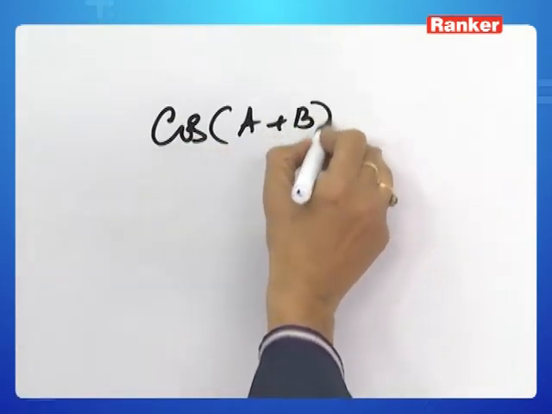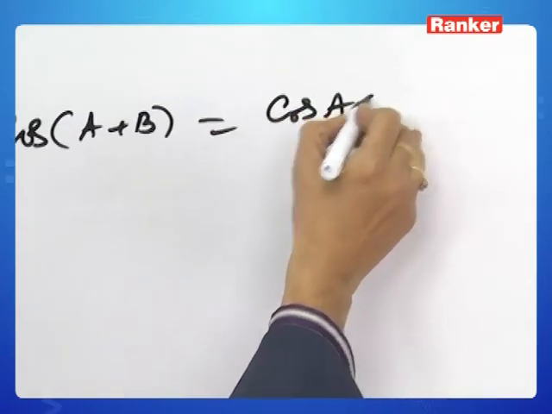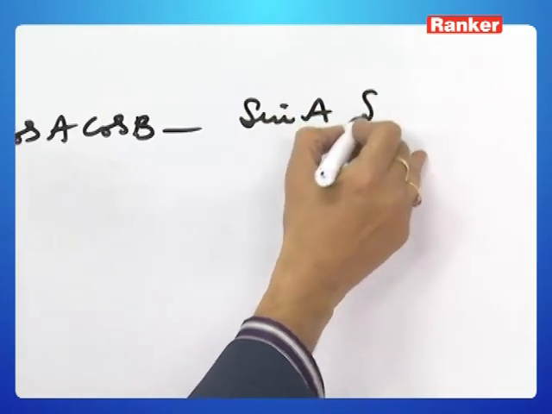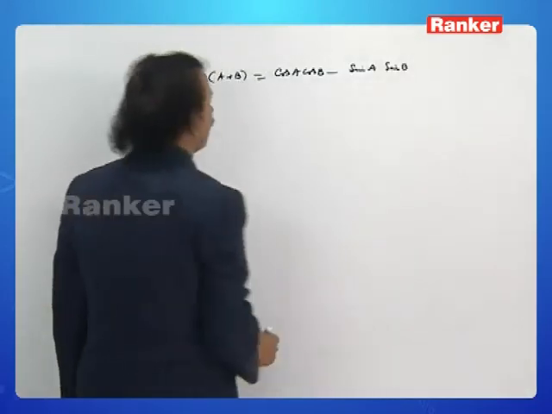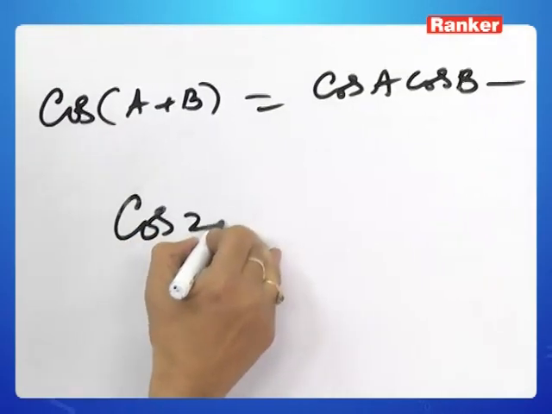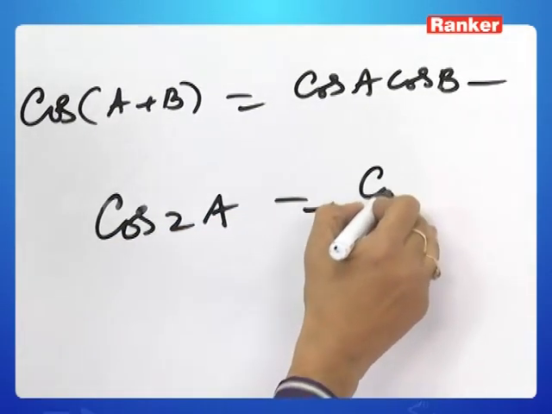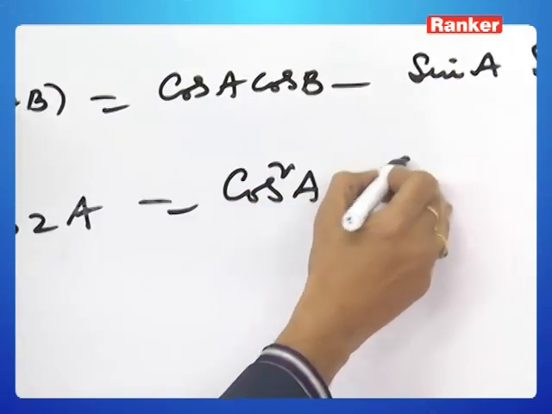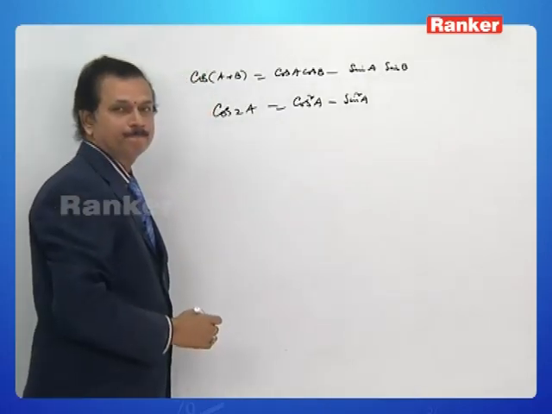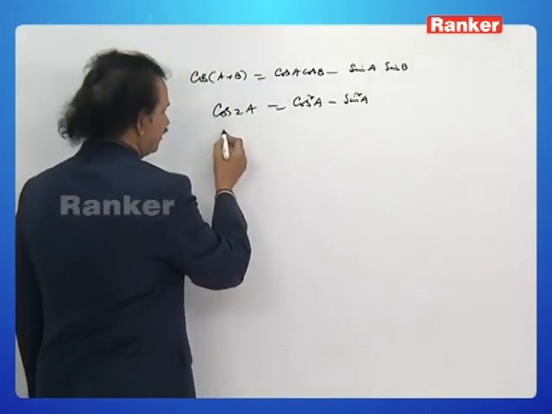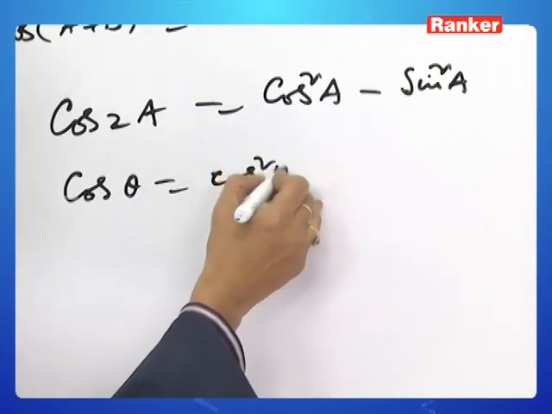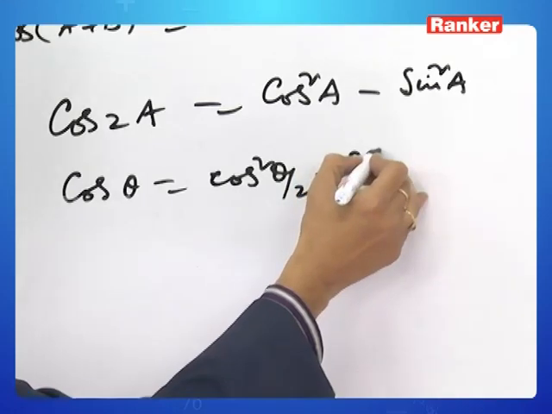You know, cos of A plus B is cos A cos B minus sine A sine B, isn't it? Put A in the place of B. A plus A is cos 2A. Cos A into cos A, cos square A. Sine A into sine A, sine square A. Put theta by 2 in the place of A. Cos theta is equal to cos square theta by 2 minus sine square theta by 2.